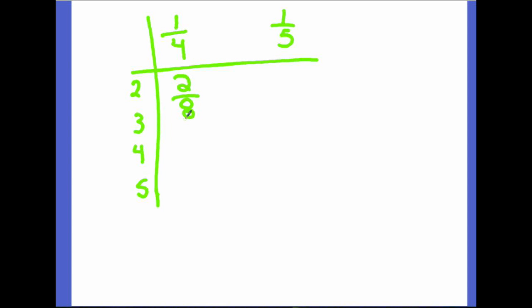And then we have times 3. I'm going to just make a little line here since I'm getting way off on my drawing. 3 times the top number is 3, 3 times the bottom number is 12. 4 times the top number is 4, and 4 times the bottom number is 16. And then we go with 5. 5 times the top is 5, 5 times the bottom is 20.